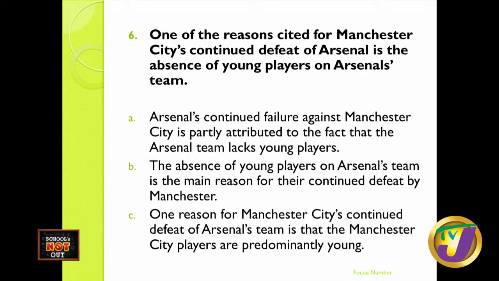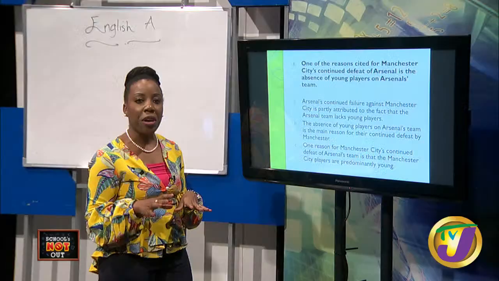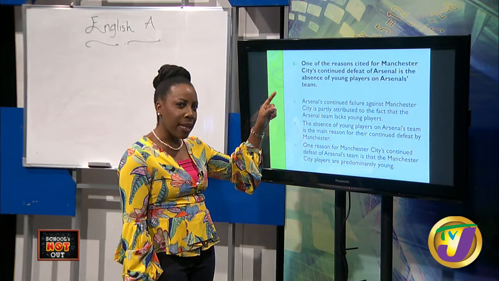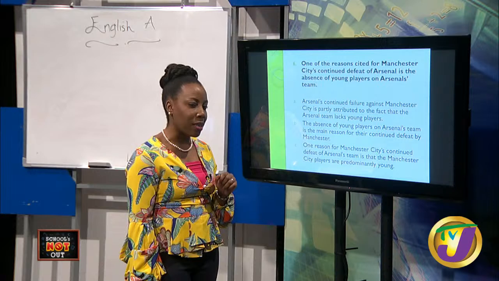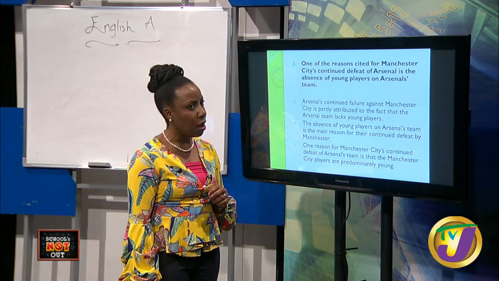B says, the absence of young players on Arsenal's team is the main reason for their continued defeat by Manchester. Let's look at B. So yes, we have the absence of young players, which the original sentence says, the Arsenal team doesn't have young players, is the main reason for their continued defeat by Manchester. Now remember that we're looking at the element of number. So we have in the original sentence, one of the reasons. So we know we are working with several reasons. But does the original sentence convey the idea that the lack of young players on Arsenal's team is the main reason they are losing against Manchester City? What do you think? Is that an equivalent idea for the original sentence?